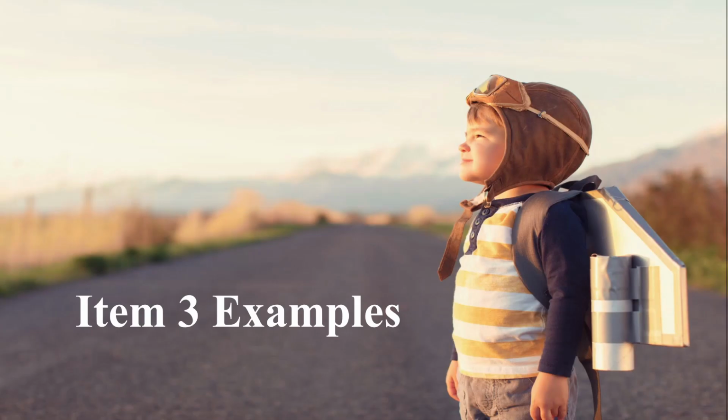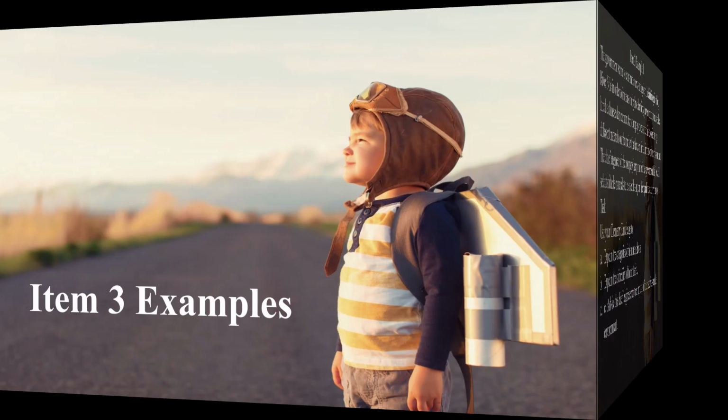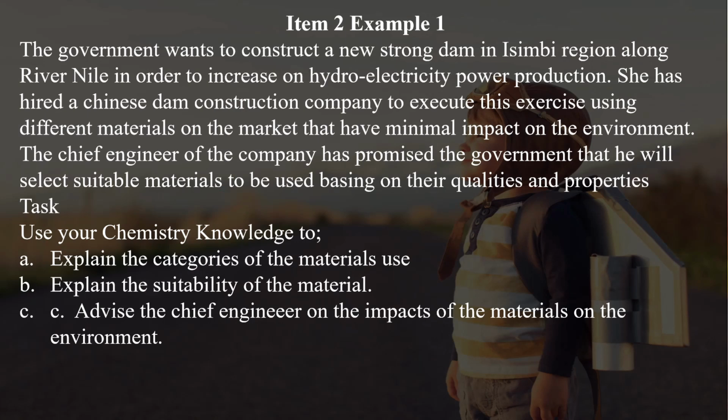Now, let's look at examples of item 2, still in section A. It says the government wants to construct a new strong dam in the Simpi region along River Nile in order to increase hydroelectric power production. She has hired a Chinese dam construction company to execute this exercise, using different materials in the market and having minimal impact on the environment.